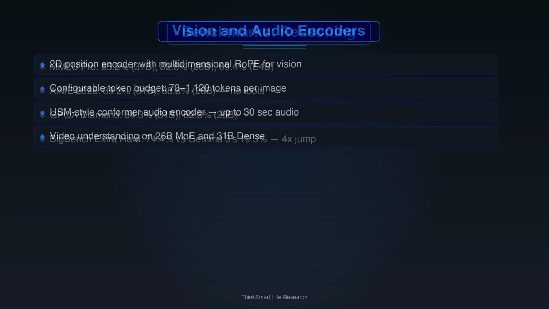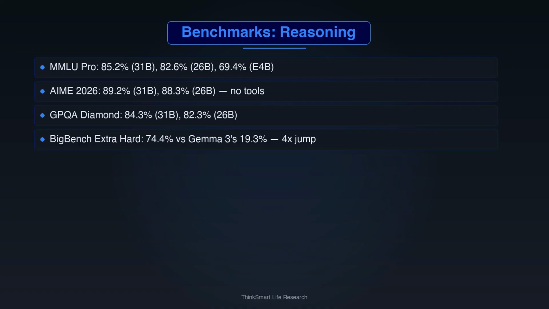Benchmarks, reasoning. MMLU Pro, 85.2% for 31B, 82.6% for 26B, and 69.4% for E4B. AIME 2026, 89.2% for 31B and 88.3% for 26B, without any tools. GPQA Diamond, 84.3% for 31B, 82.3% for 26B. Big Bench Extra Hard, 74.4%, a 4x jump from Gemma 3's 19.3%.